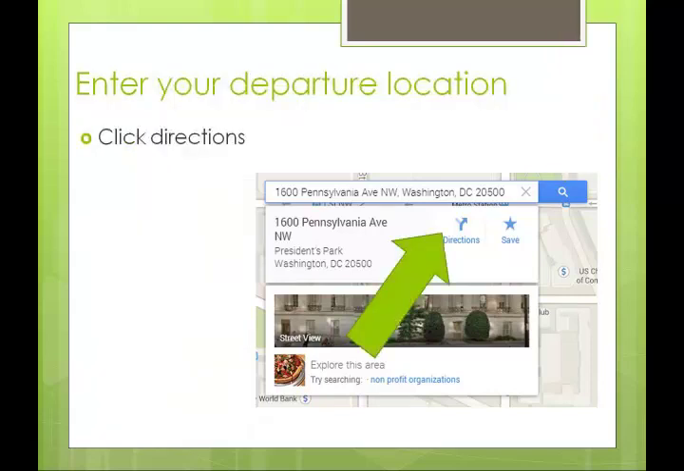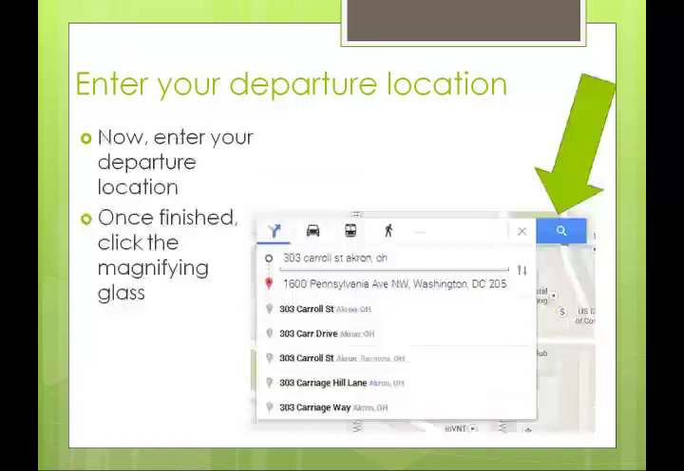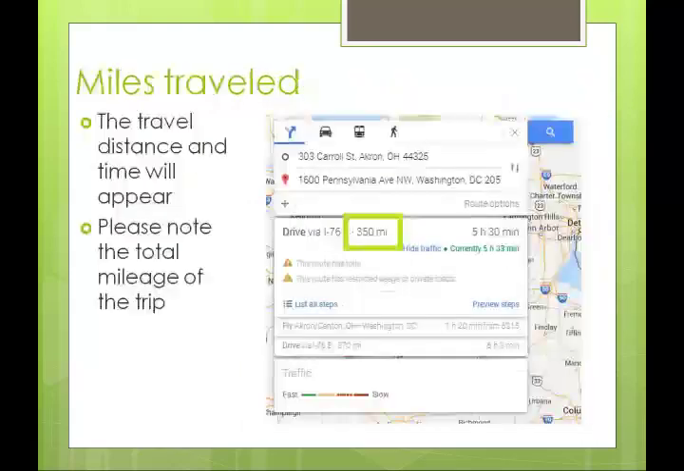Now enter your departure location. Once you have done this, click the magnifying glass. After, click the directions button. The travel distance and time will appear. Please note the total mileage of the trip. This will be used in future calculations.